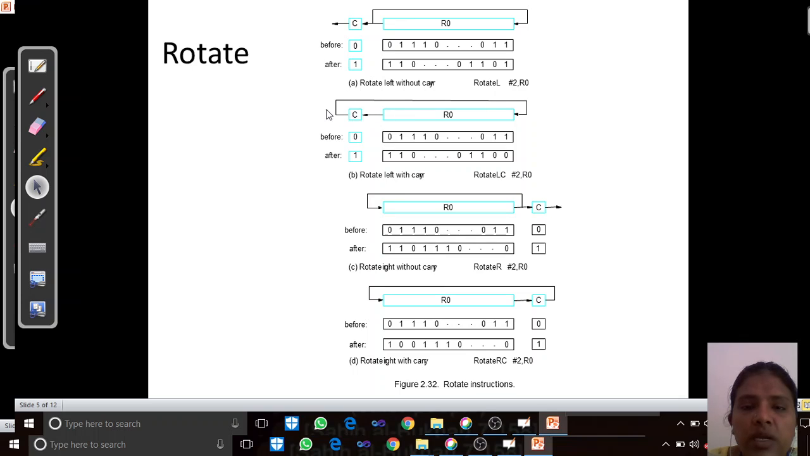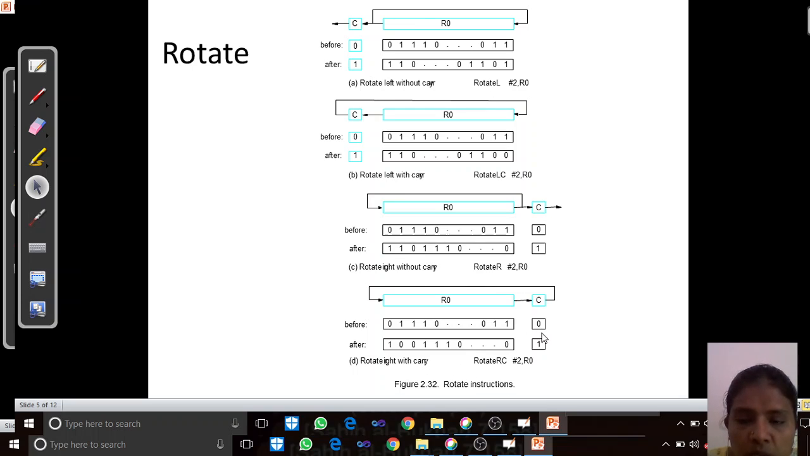With carry means you consider the carry also. Rotate right without carry: when you are doing this, the LSB is put back into the MSB, the most significant bit. One time you rotate, it comes here. Another time you rotate, it comes here. So 2 times the 1 has come, because of this these 2 have appeared here. And rotate right with carry means you consider the carry bit as well.